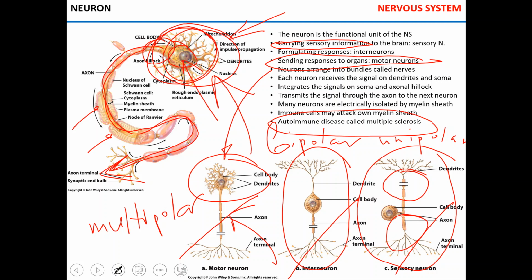The receptive part of the neuron is dendrites and soma. The integration part of a given neuron is the soma and axonal hillock right here. And then the axon is responsible for delivering the signal down the road.